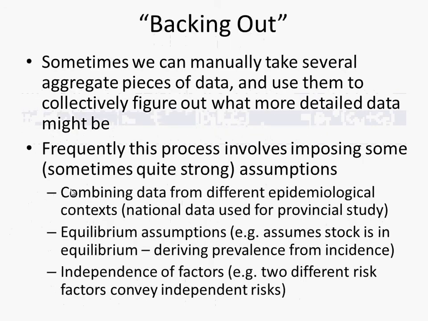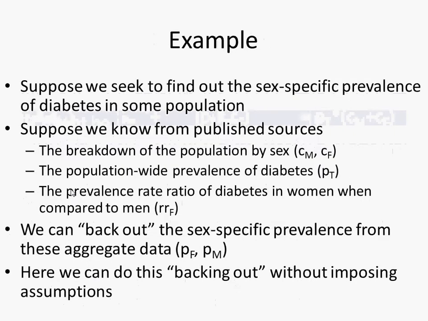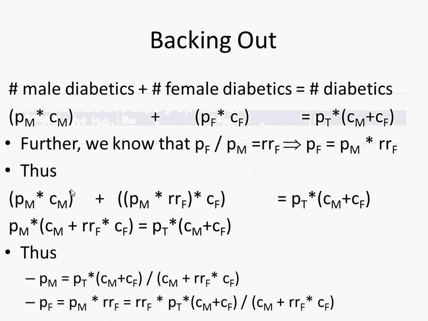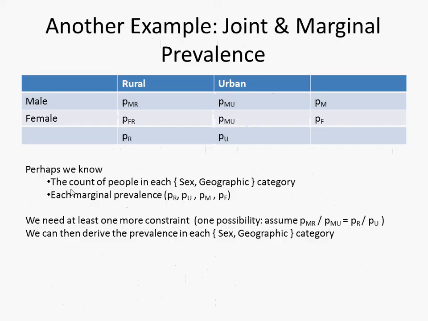Often involves combining data from different contexts, and you sometimes get rather shaky assumptions that we'll assume the citywide prevalence is the same as the statewide prevalence or the countrywide or what have you, which might get you to a very, very rough estimate. There may be pretty big error bars around it. So frequently we end up imposing pretty significant assumptions.